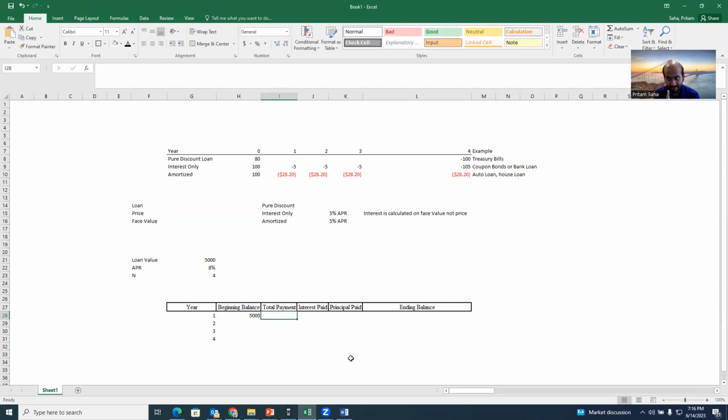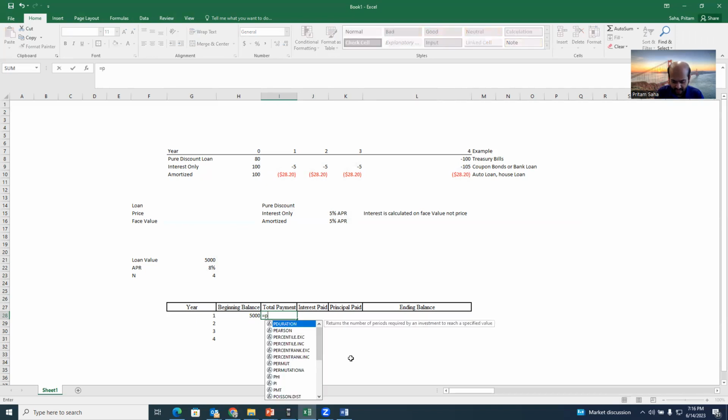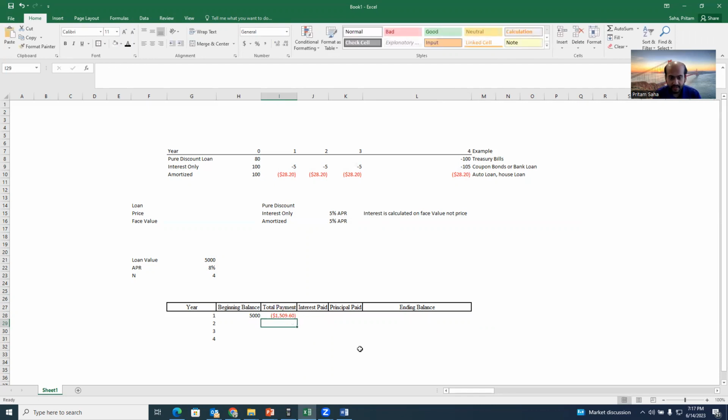Payment. Payment is a constant amount for payments. So payment should be: rate is 0.08, nper 4, loan value 5,000, future value 0, type 0. Type 0 means ordinary annuity. That's the type 0 thing, okay? So this is my payment, right?